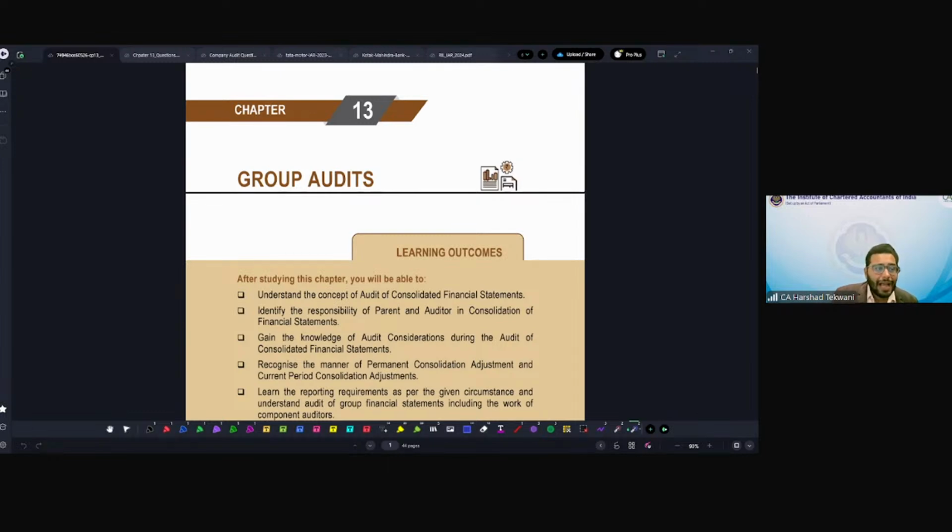Identification of components, again, prime responsibility, it is management, but we have to verify as an auditor. So as an auditor, we will be verifying this.